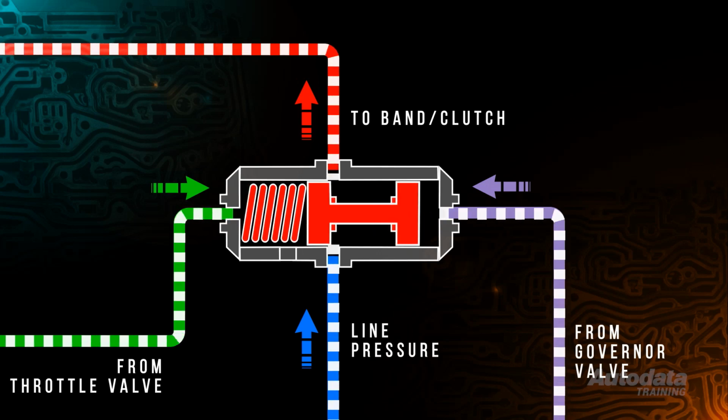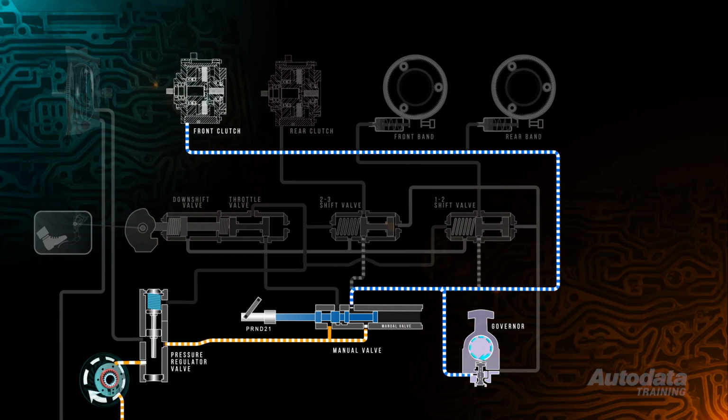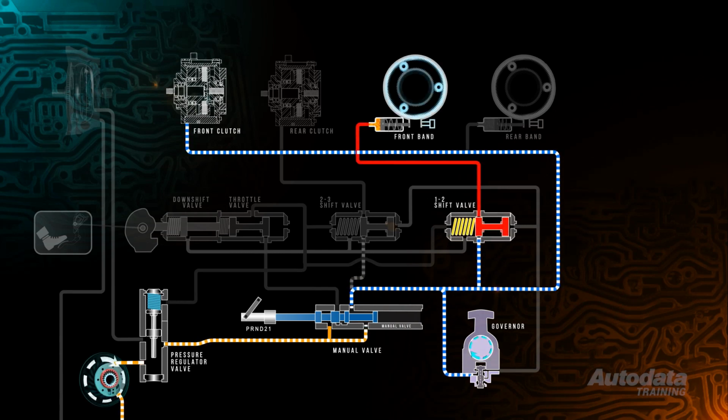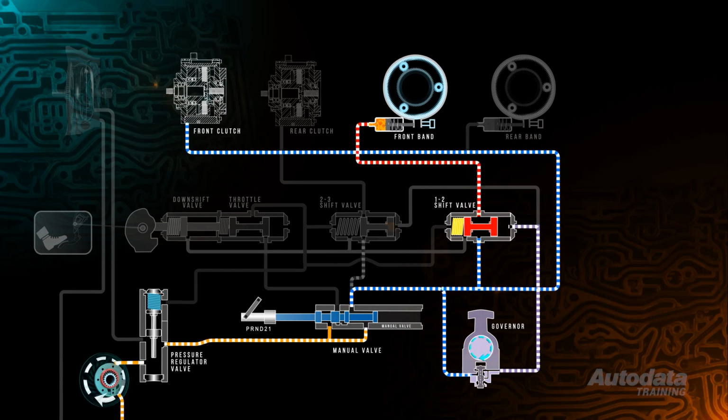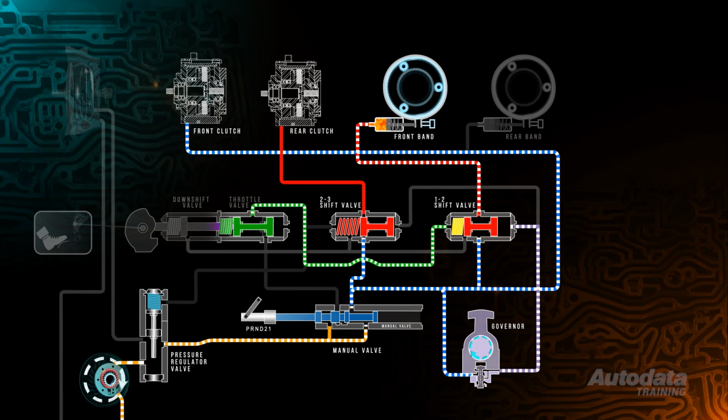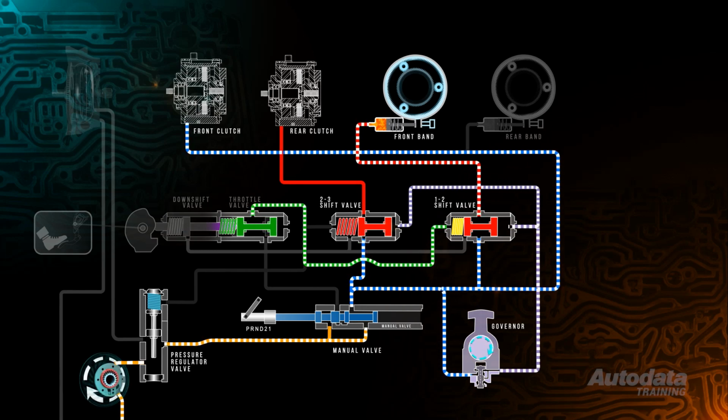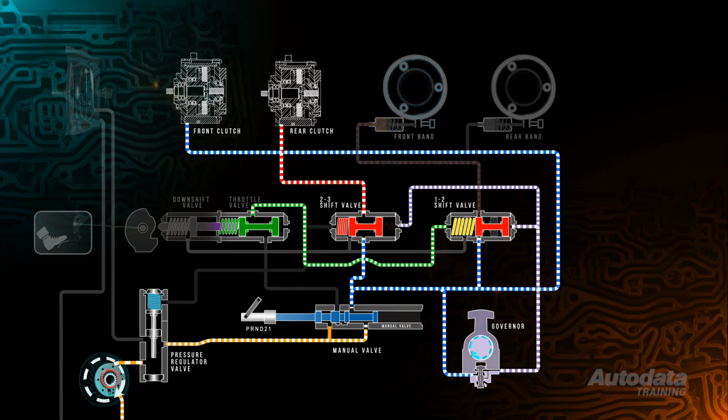When the vehicle is placed in drive, line pressure from the manual valve is directed to the front clutch. As the vehicle speeds up, governor pressure increases and is applied to the end of the 1-2 shift valve spool, forcing the port open and allowing line pressure to apply the front band for second gear. As the vehicle accelerates and road speed increases, governor pressure forces the 2-3 shift valve to move, allowing line pressure to operate the rear clutch.